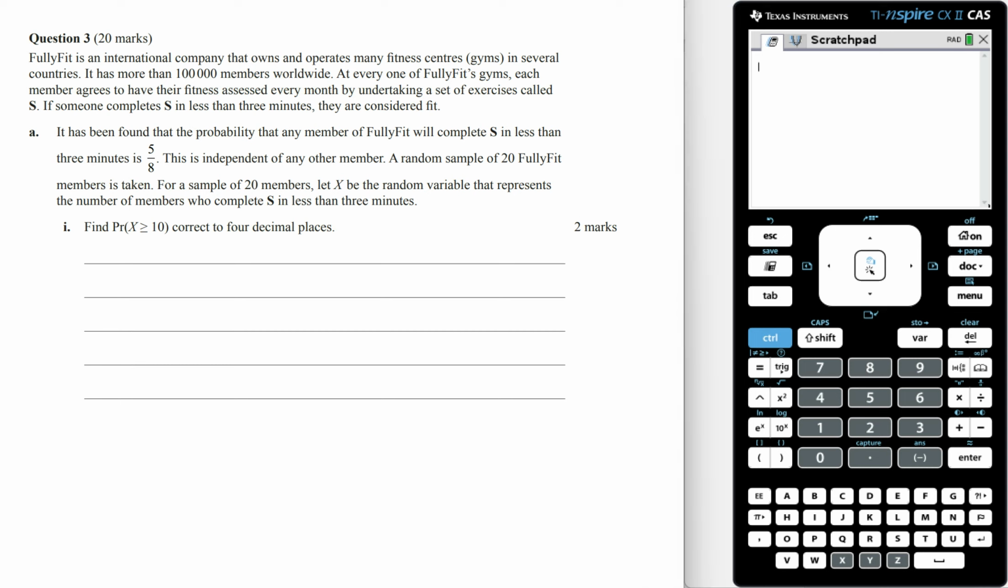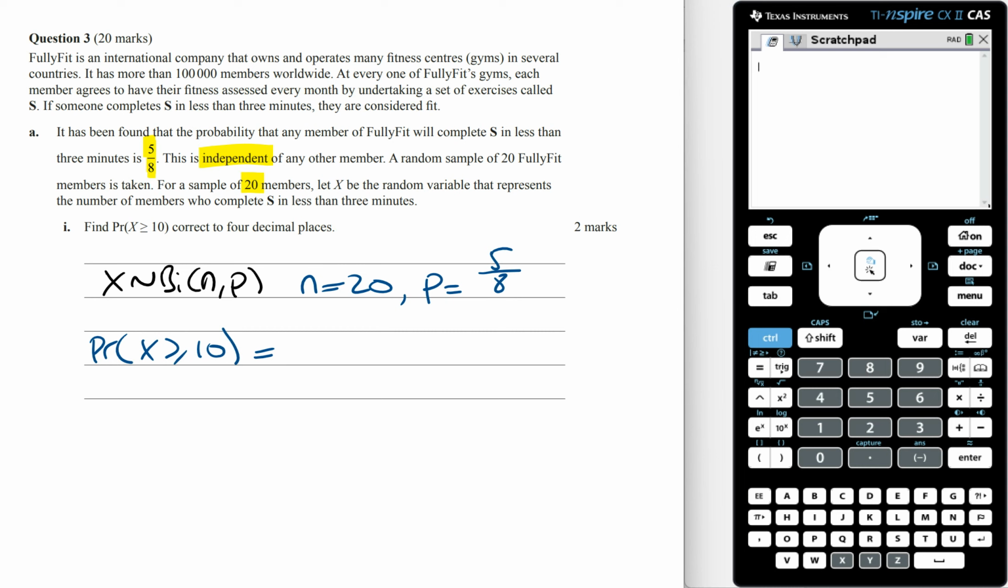The probability that any member completes S in less than 3 minutes is 5 on 8. This is independent of any other member, and we have a sample of 20 members. And so therefore, we can define X as a binomial distribution, n, p, where n is the sample size, which is 20, and p, the probability of success, is 5 on 8. And so the probability that X is larger than or equal to 10 can be found using the binomial CDF command on the calculator.